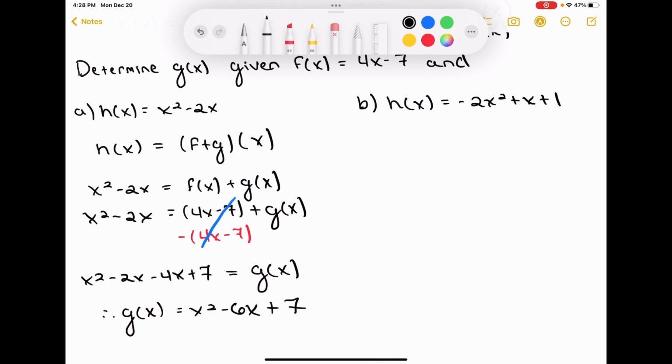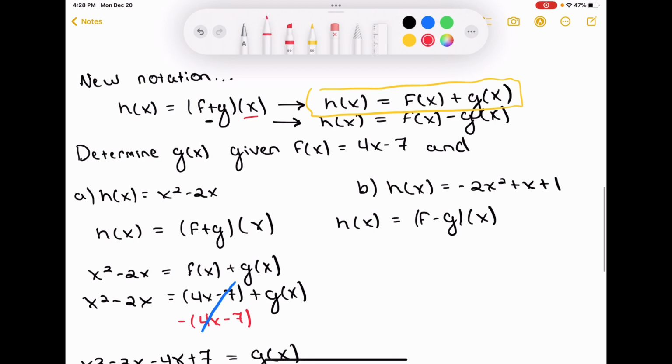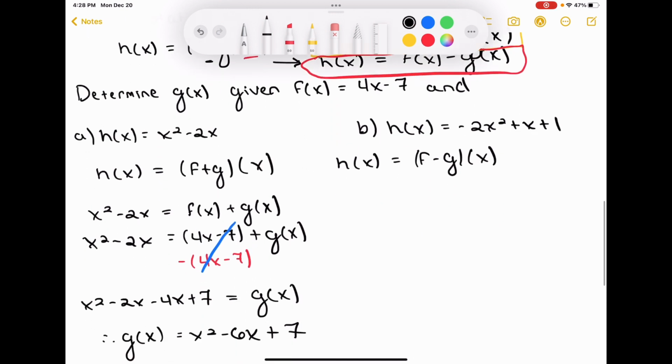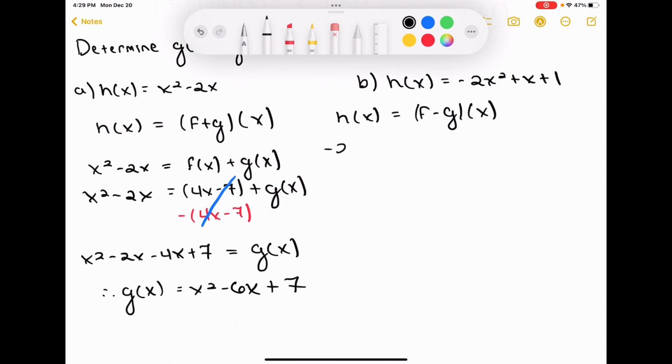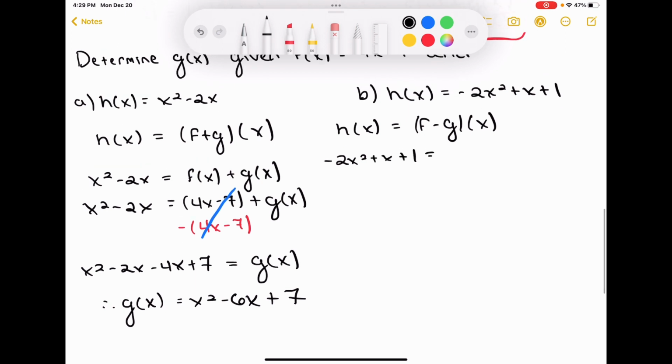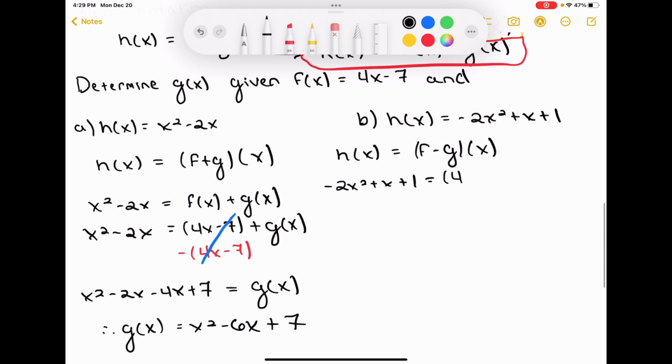Let's do one more here with part B. So now we have h of x is equal to negative 2x squared plus x plus 1. I'm going to say h of x is equal to, let's say in this case, it's defined as f minus g in terms of x. So we're just doing the second example from above, which I will outline in red here. So instead, we're pretending that there's a subtraction sign between. Well, if I do that instead, I'm going to have negative 2x squared plus x plus 1, which is h of x, f of x, which was defined above as 4x minus 7, and then we have subtract g of x.